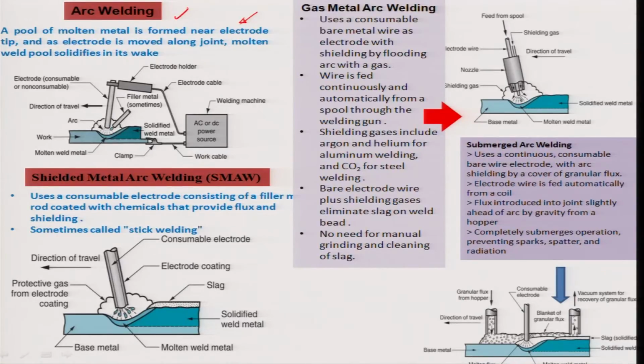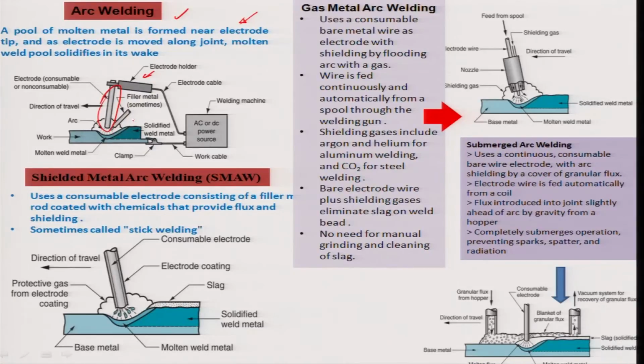As you know, arc welding is created from a pool of molten metal, which is formed near an electrode tip, and in fact the electrode is melted to formulate this pool, and the electrode is moved along the joint. So, the molten weld pool solidifies, and that creates a weldment. In this particular illustration, you can see there is an electrode here which is creating an arc, and this arc temperature is able to melt the material.